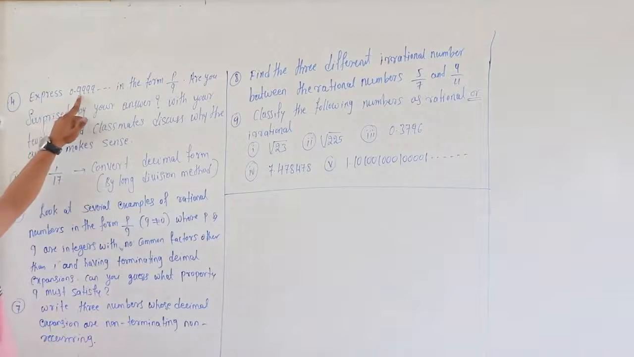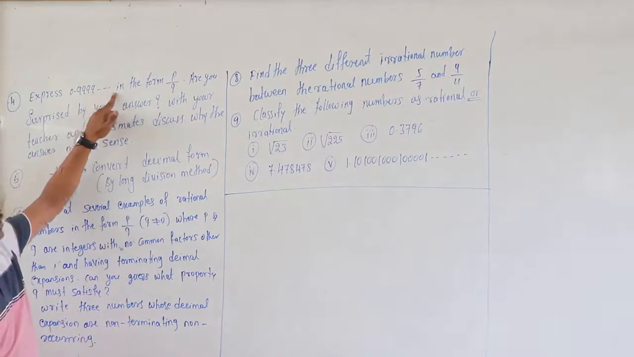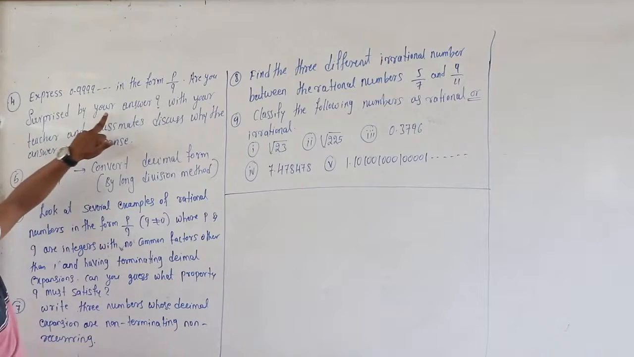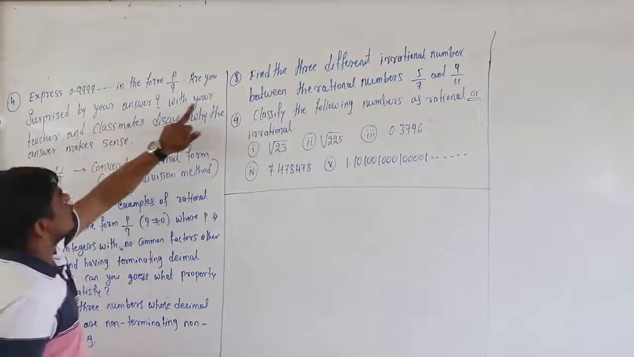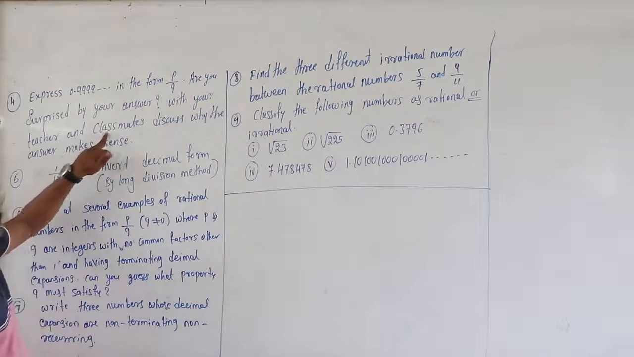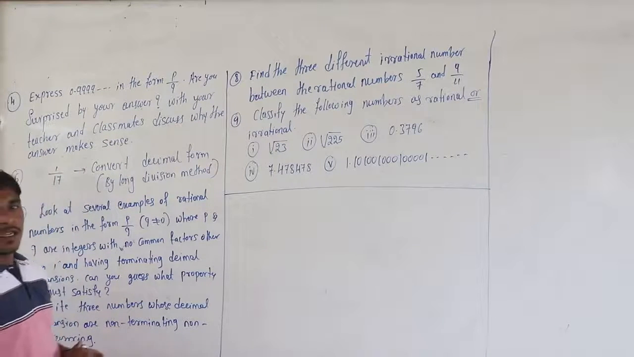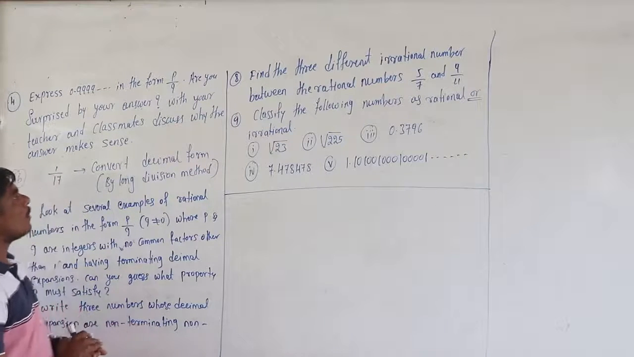Express 0.999 and so on in the form of p by q. Are you surprised by your answer? With your teacher and classmates, discuss why the answer makes sense. It means generally you have to observe the given problem.